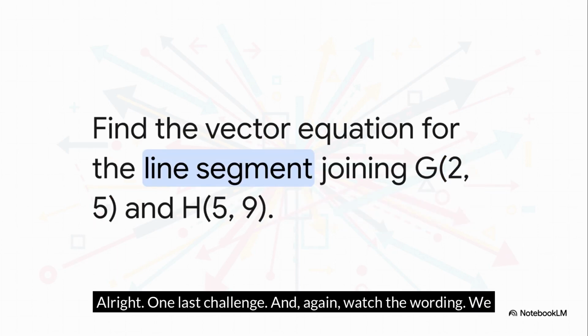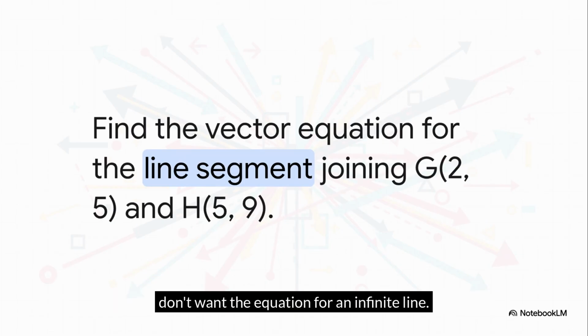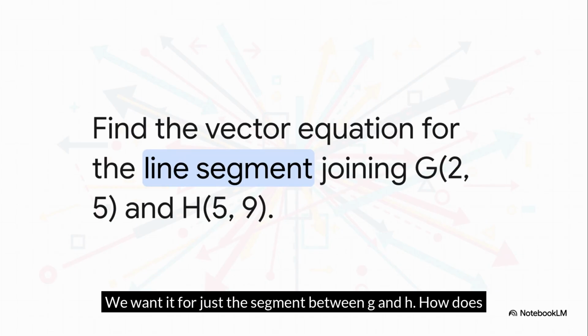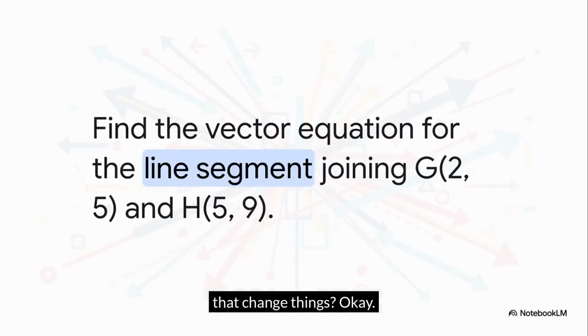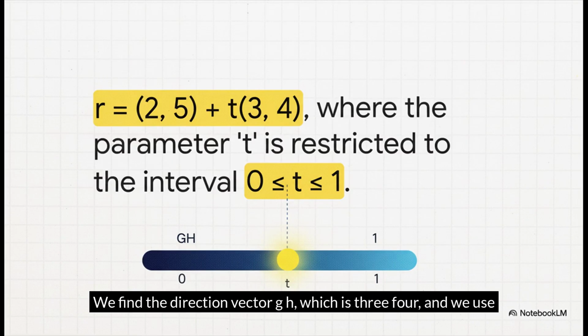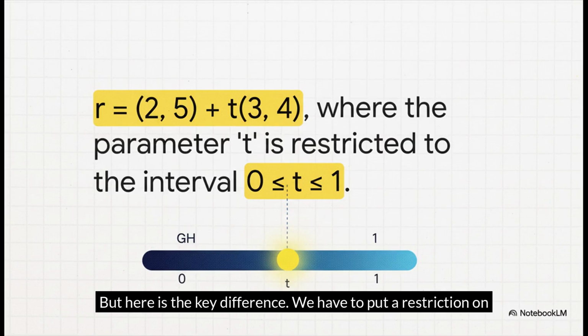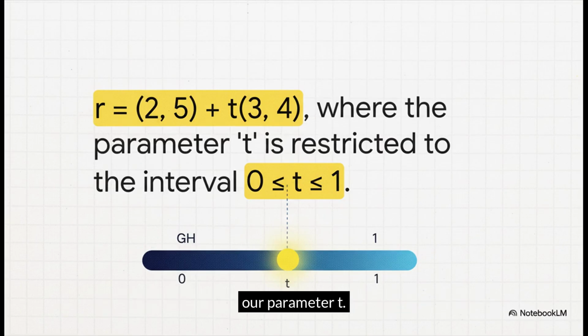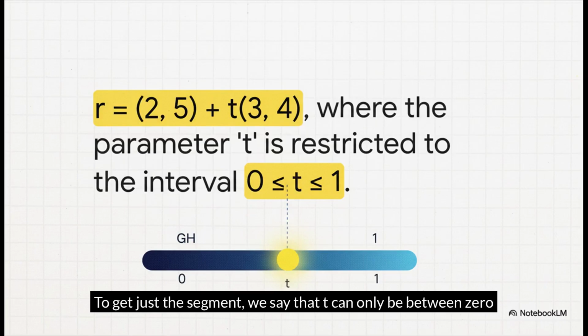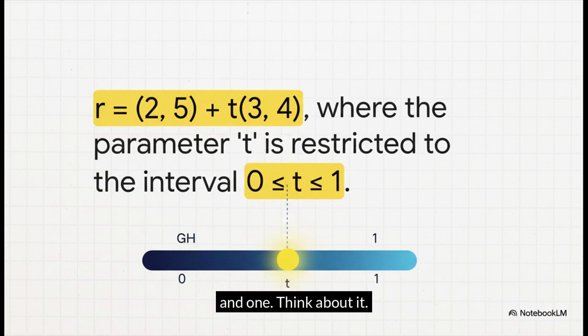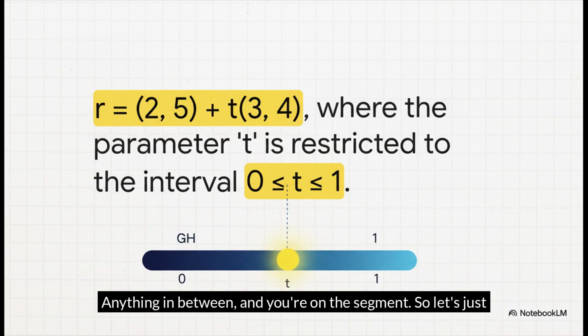All right, one last challenge. And again, watch the wording. We don't want the equation for an infinite line. We want it for just the segment between G and H. How does that change things? Okay, the first part is exactly the same. We find the direction vector GH, which is 3, 4, and we use G as our starting point. But here is the key difference. We have to put a restriction on our parameter t. To get just the segment, we say that t can only be between 0 and 1. Think about it. When t is 0, you're at point G. When t is 1, you're at point H. Anything in between, and you're on the segment.